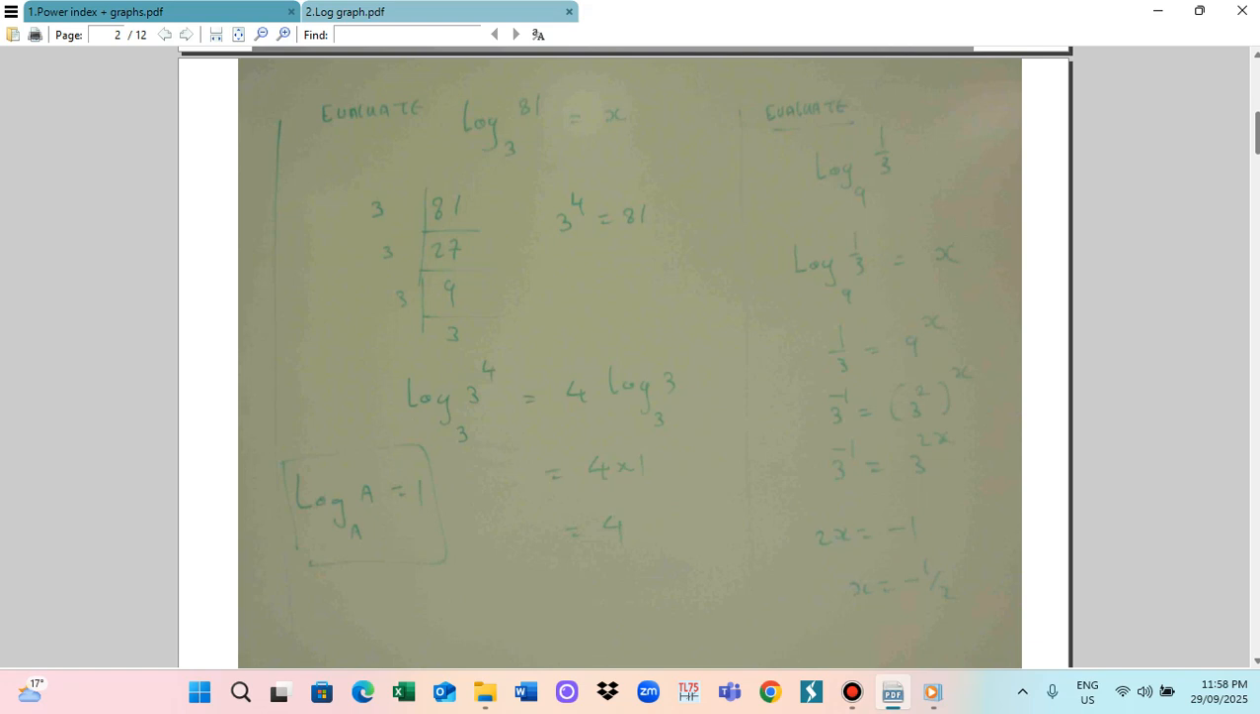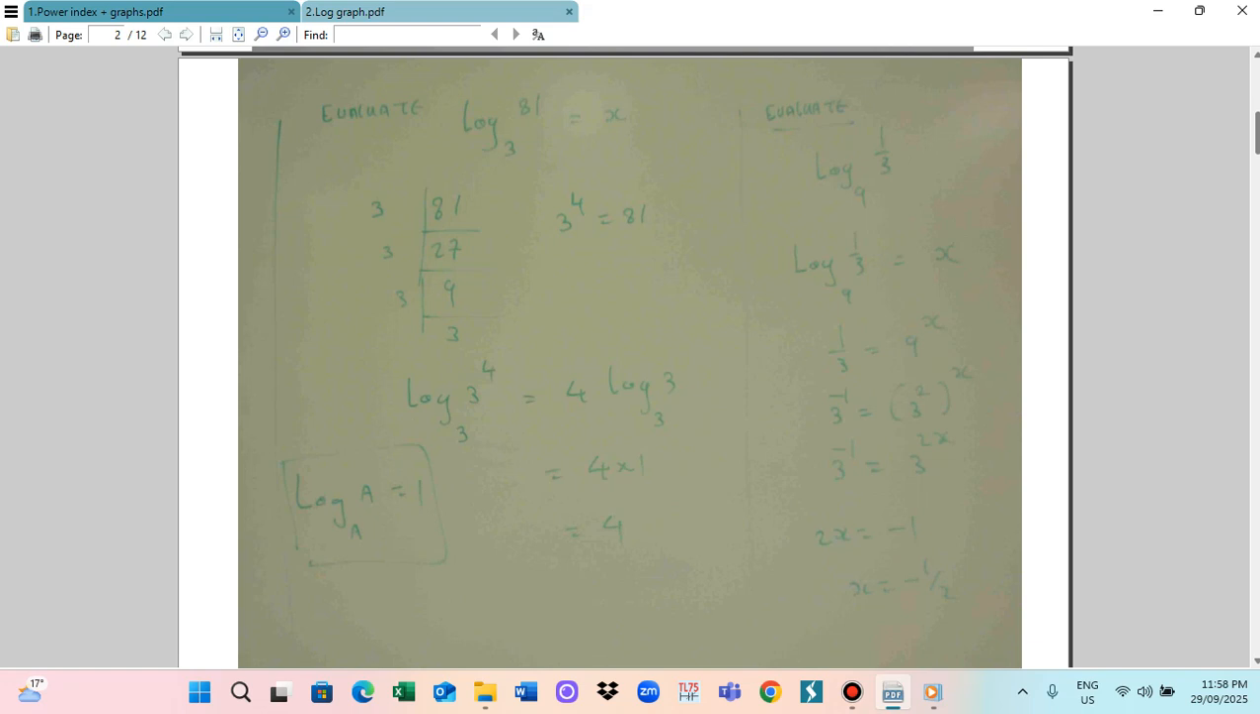The next question is evaluate: log 81 base 3. We have to evaluate this one. Firstly, you have to find the exponential form of 81. So 81 can be divided by 3. We divide 81 by 3, so first you get 27, then you get 9, and then 3.